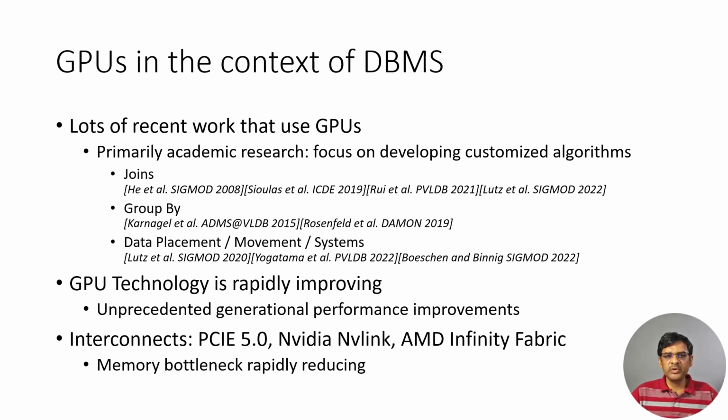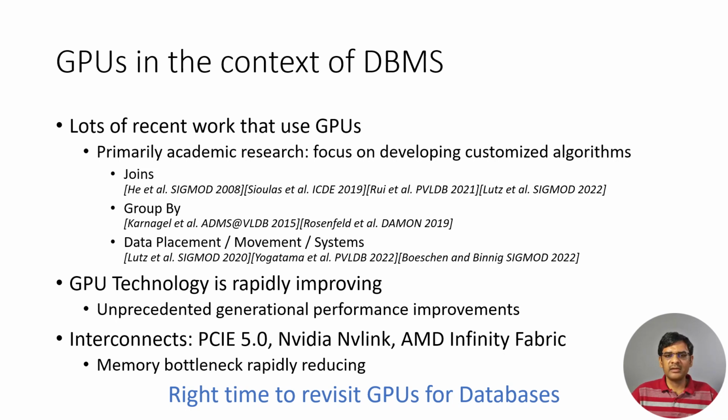The CPU-GPU memory bottleneck is also rapidly decreasing with newer technologies such as PCIe 5, NVIDIA's NVLink, and AMD's Infinity Fabric. We therefore believe that this is the right time to revisit the way GPUs are used in databases.